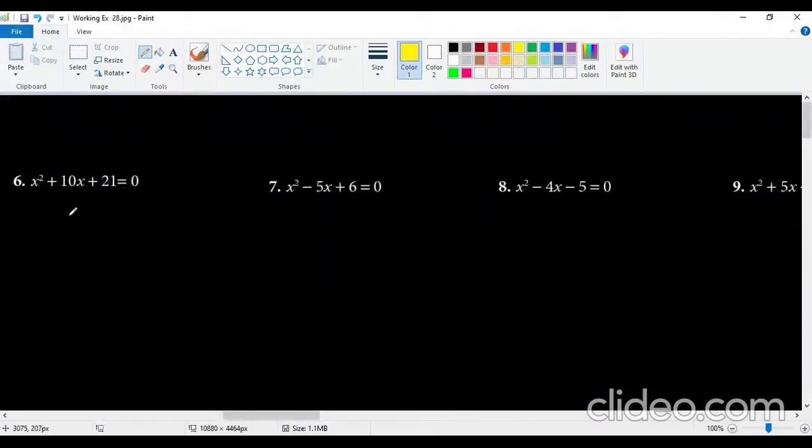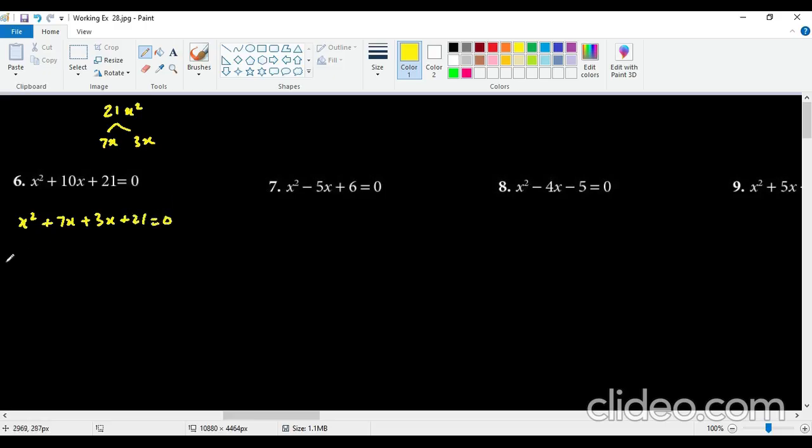So it is 21x square. So we'll break this in such a way to get 21. And for this we have 7x and 3x. So plus 7 and plus 3 is going to give us a plus 10. So I will write x square and plus 7x and plus 3x plus 21 equals 0.